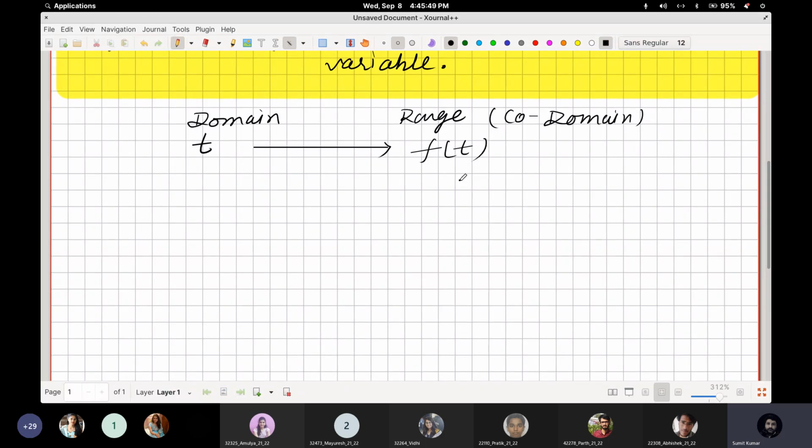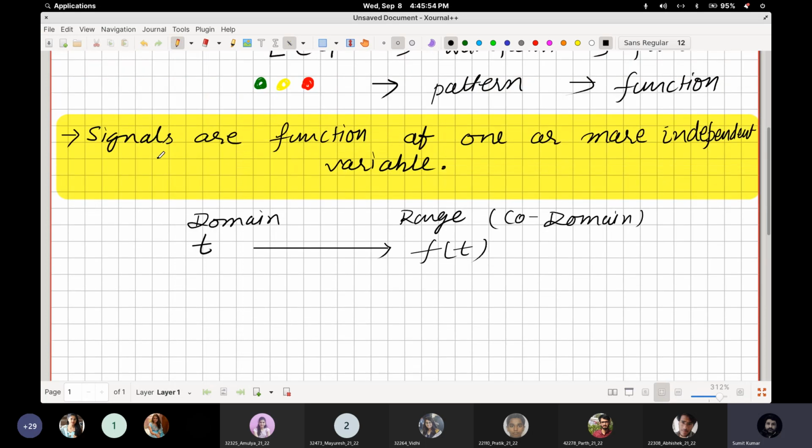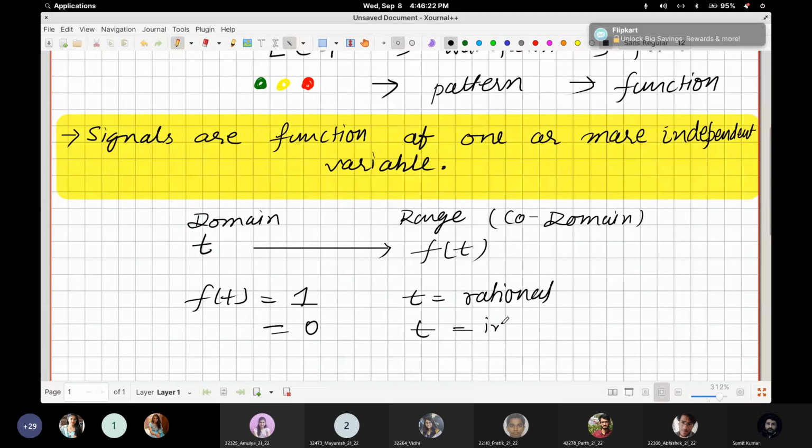Now, what is the scope of this syllabus? What kind of functions do we have to study? Here I have written function, but I should have written reasonable function. What we mean by reasonable is that we are not going to deal with pathological functions. Let me give you an example. Let's say you have f(t), and f(t) is equal to 1 when t is rational, and it is equal to 0 when t is irrational.